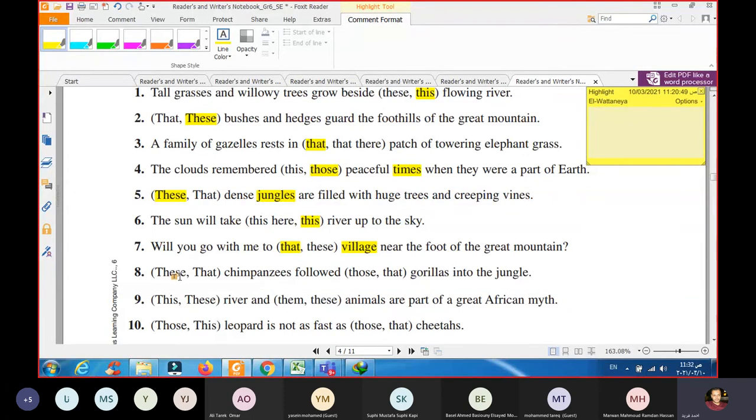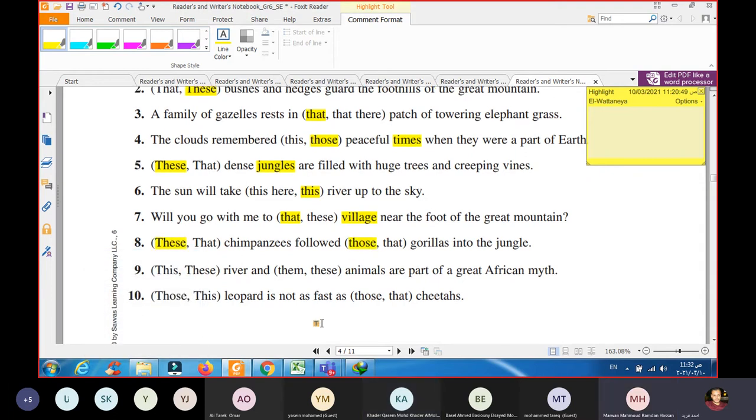Okay, number eight, who can do it? Can I do it, Mister? Okay, Khidr, go on. These chimpanzees followed those gorillas into the jungle. Raise your voice, Khidr, I can hear you. These chimpanzees followed those gorillas into the jungle. These and those. Which one? The first. Yeah, these and those. Chimpanzees. These chimpanzees and those gorillas.